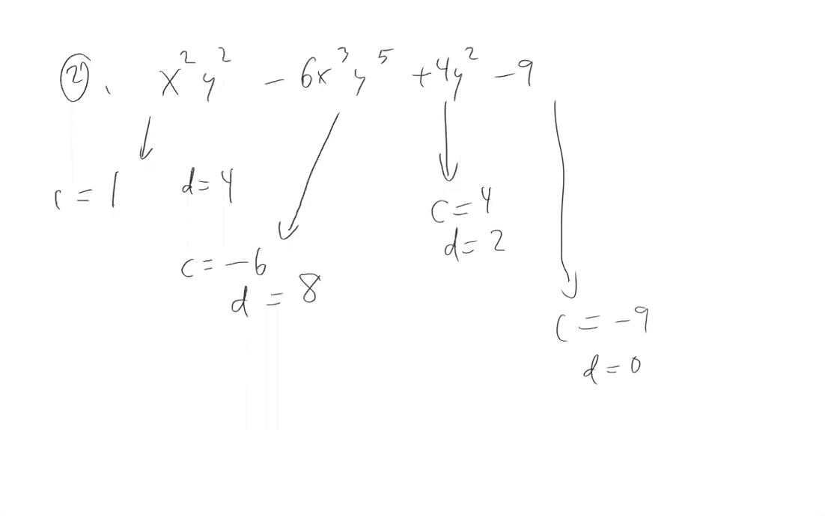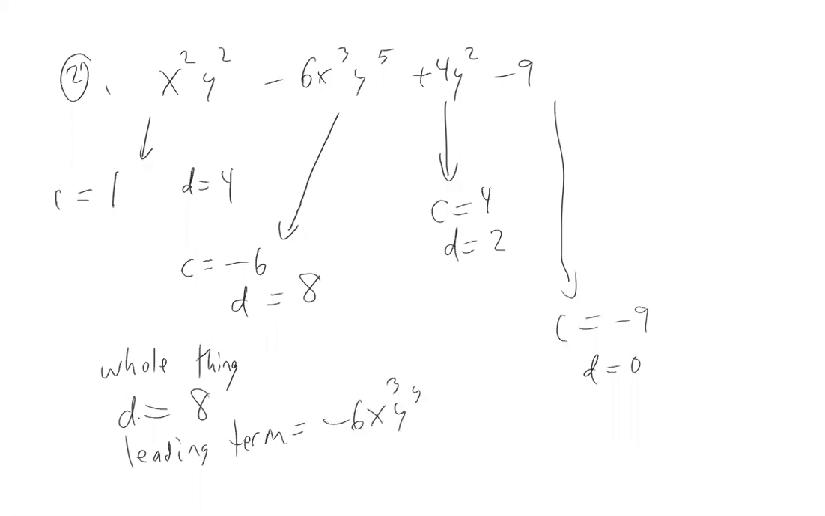And then the degree of the whole polynomial, so what's the degree of the whole thing? The degree of the whole thing is the highest degree, which is 8. And the leading term is the term of it that had the highest degree. So the leading term is the term that had the 8 letters in it, so it would be negative 6x cubed y to the fifth. And the leading coefficient is the coefficient of the leading term, which is negative 6. Perfect.